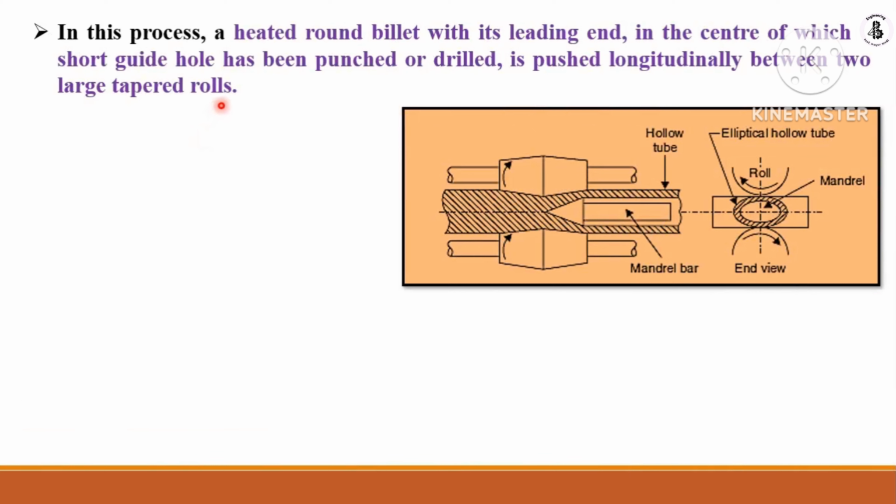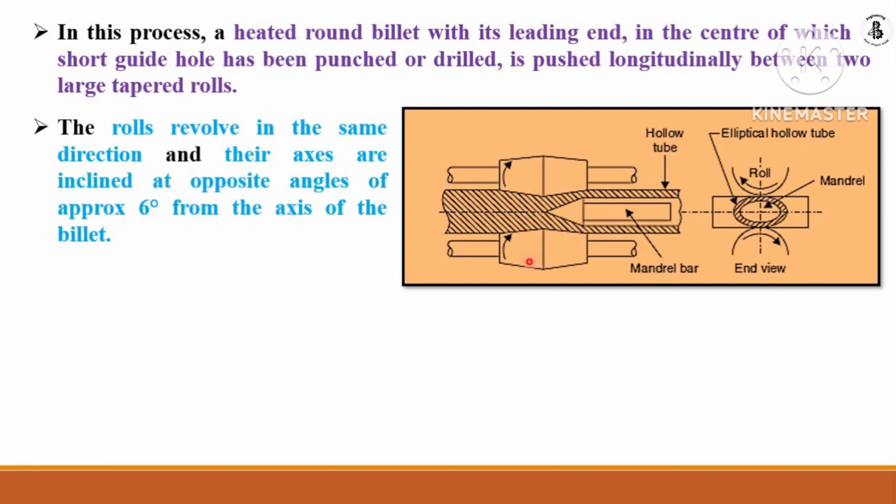In this process, a heated round billet, with its leading end in the center of which a short guide hole has been punched or drilled, is pushed longitudinally between two large tapered rollers. So here two large tapered rollers are continuously rotating. The rolls revolve in the same direction and their axes are inclined at opposite angles of approximately 6 degrees from the axis of the billet. Billet, you can say, is the raw material.